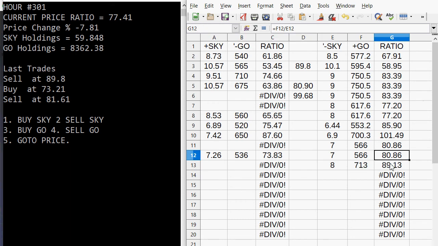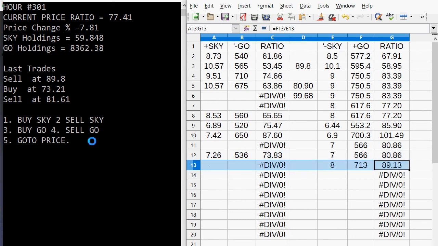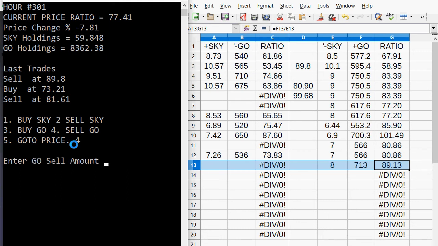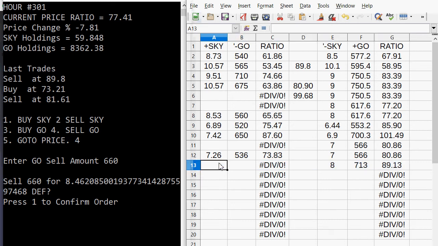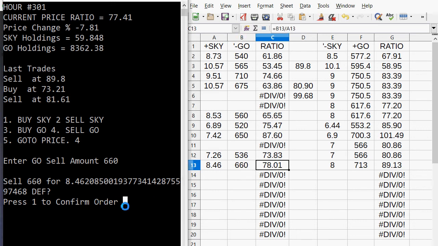Actually, no, I'm going to do this one here. I'm going to do this one back like normal. So we're going to sell some Go. I had 713 come in. What happens if I get rid of 660? 846, I'll take that gain. So I gain 0.46. And I gain 53 of the bigger one, or the one that's cheaper.